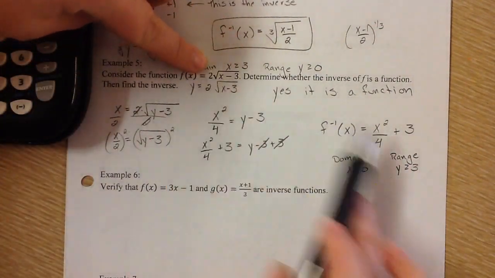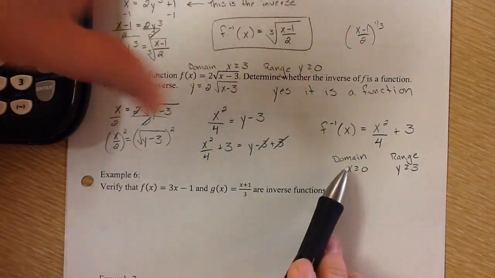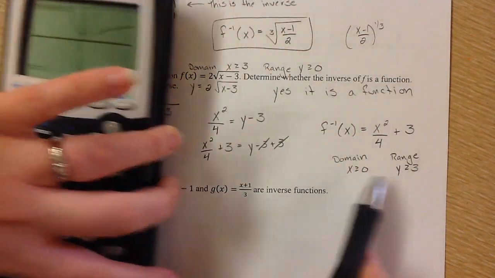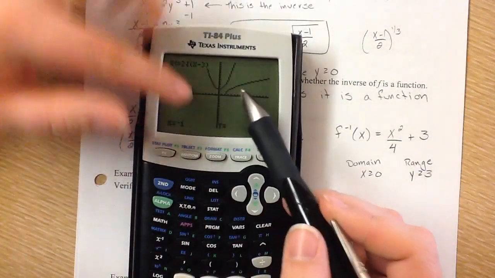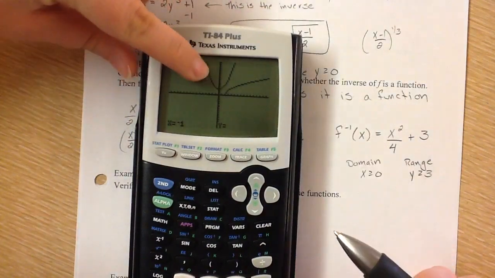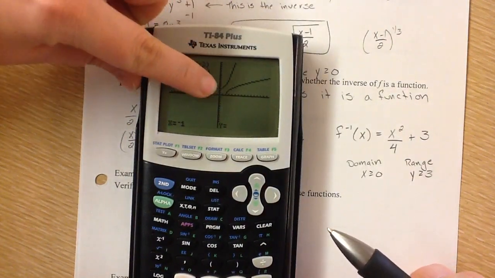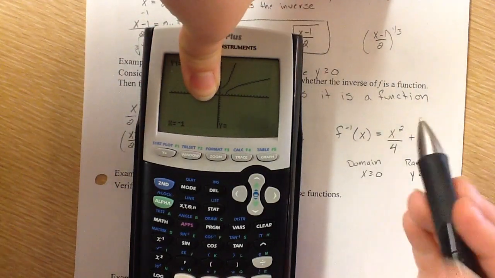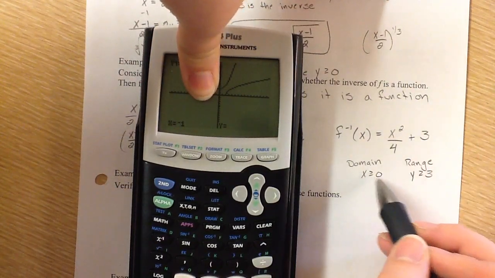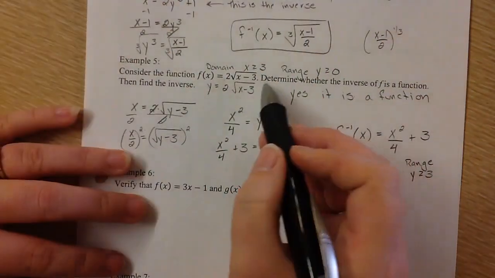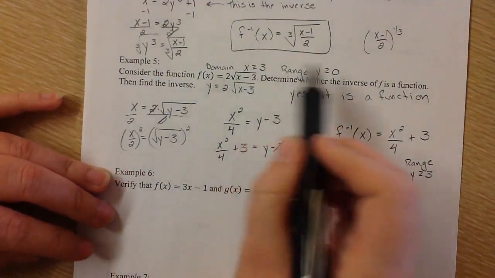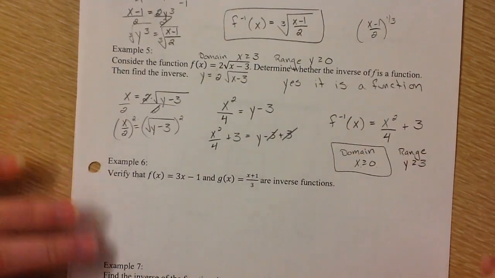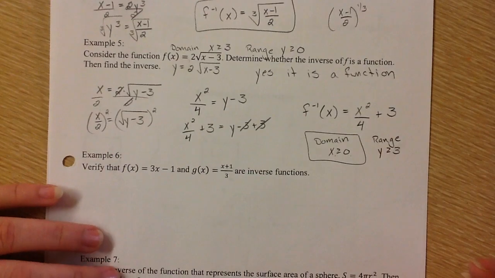Because my domain becomes my range becomes my domain. Again, range is always y, domain is always x. So that means that actually on this, I can't put these negatives in. So it's only this half of the graph, because my domain, x has to be greater than or equal to 0, because that was the range of the function that now becomes the domain of the inverse. So that's something important to note there.